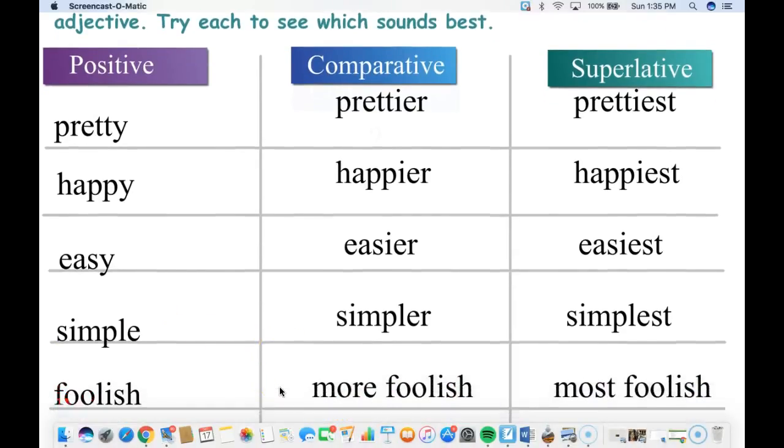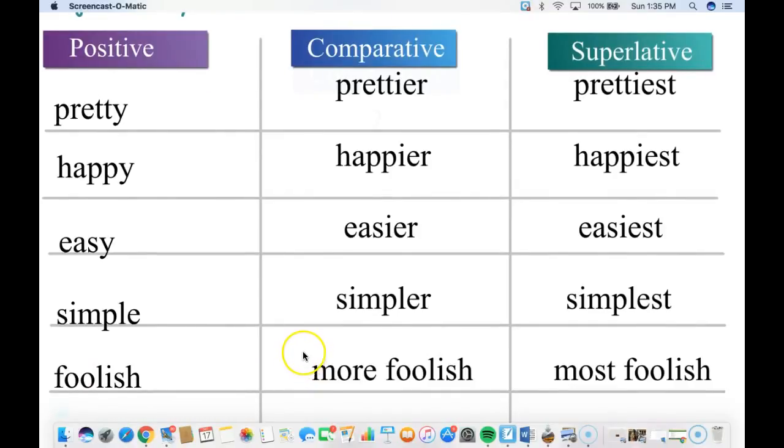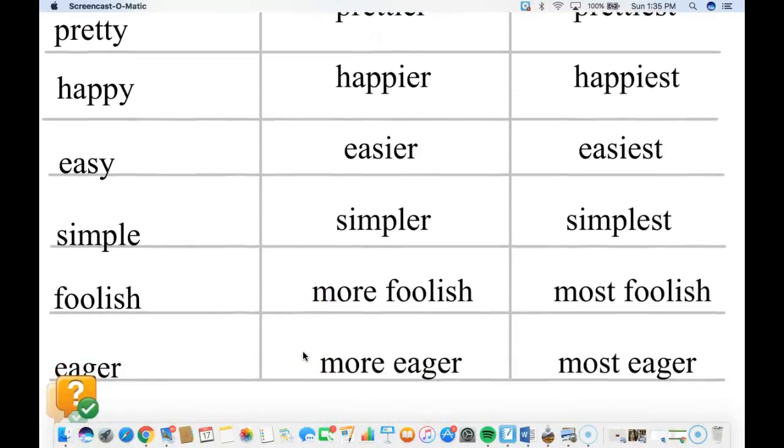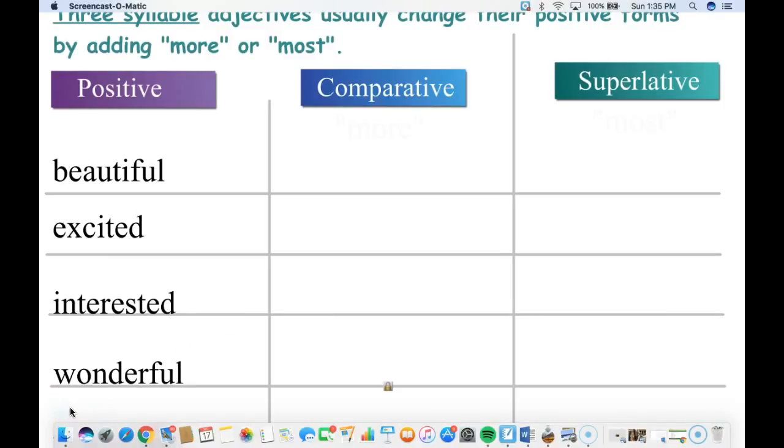You can see some of them are very simple and you just add ER and EST, but when you get down to foolish and eager, you have to see how it sounds. So if you said foolisher or foolishest, that wouldn't make much sense. Here you have to add the word more and most before the adjective. Three-syllable adjectives usually change their positive forms by adding the words more or most. So go ahead and pause the video and fill out your chart by adding the words more or most.